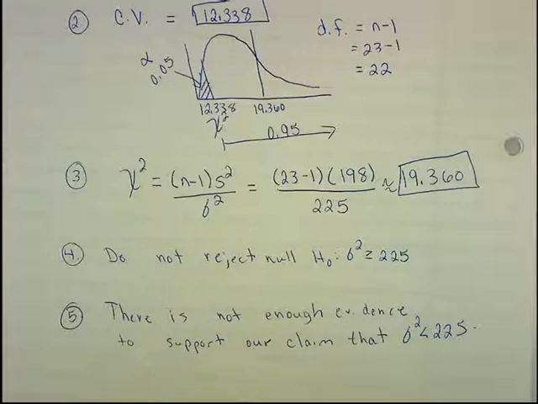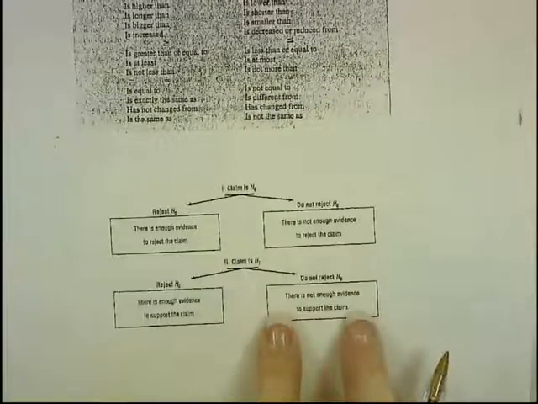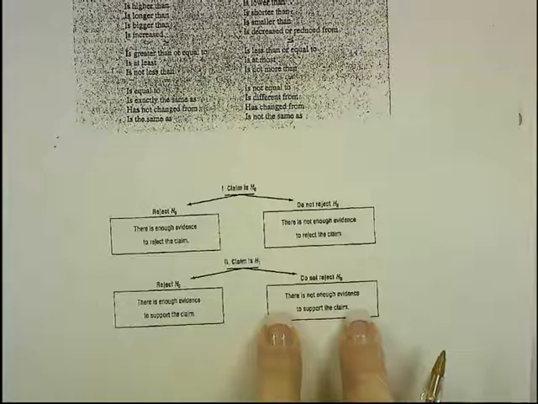If you have to go to the diagram to be able to figure that out, you would put your finger on the fact that the claim is the alternative and we did not reject the null. There's not enough evidence to support the claim that it's less than 225.